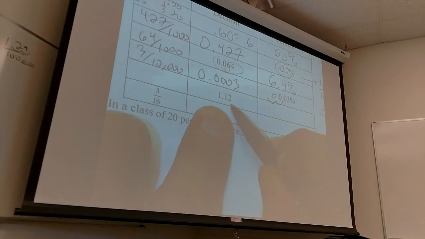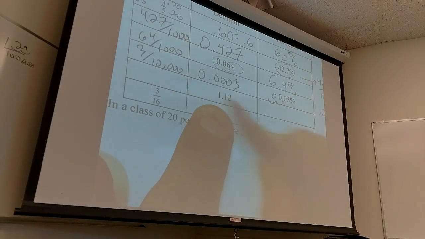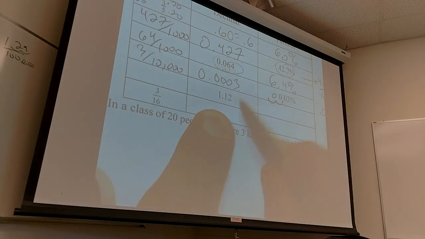So what about this guy? Which way? There's multiple answers you get here. How do I make that into a percentage? Move it to the right. 112. Move it to the right. Once, twice.